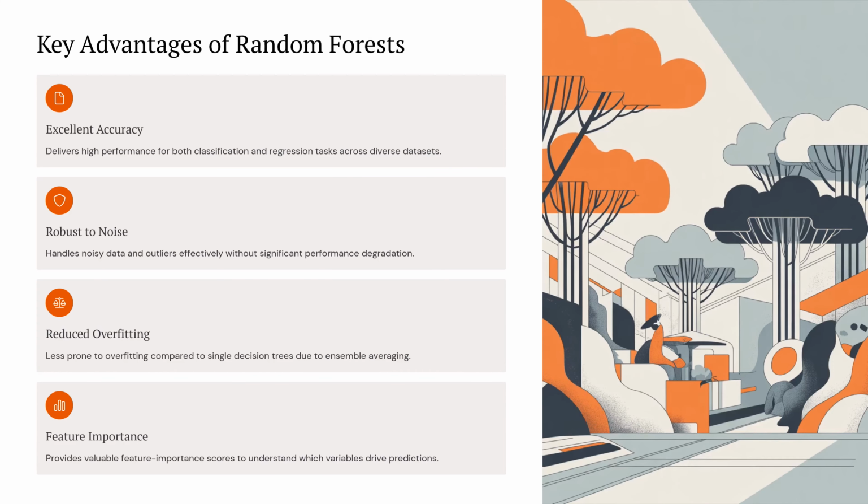Random forests have some clear advantages. They give excellent accuracy for both classification and regression. They handle noisy data very well and reduce overfitting by combining many trees. They also show which features are most important for making predictions.